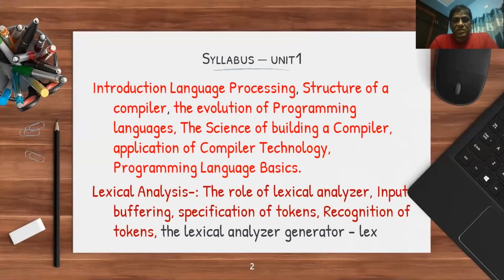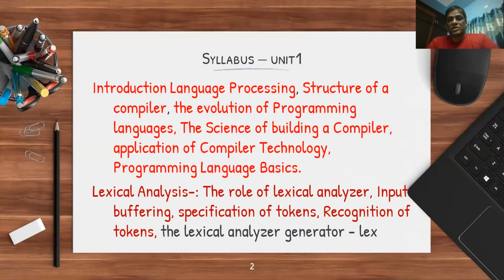So in our previous class we have discussed the specification of tokens and recognition of tokens, which are major building blocks of the lexical analysis phase. And then we have seen how to generate the actual implementation of a lexical analyzer with the help of the specification of tokens and recognition of tokens. And we have generated some sample C code also for one of the identifiers that we have considered during the specification and recognition of tokens.